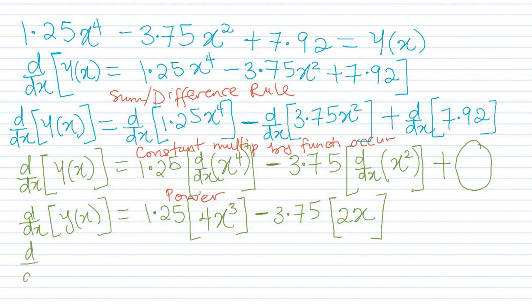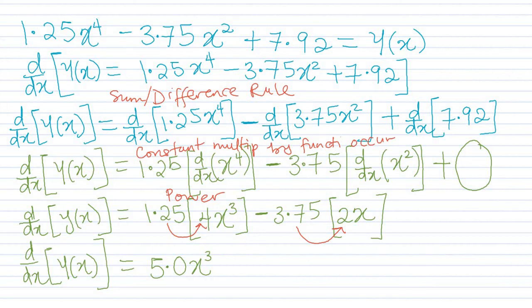And then d/dx of y(x). So 1.25x cubed and all of this. So the next thing is going to be 1.25 times 4. If you use your calculator, you get that to be 5.0 and then x cubed, because what we did basically is to multiply 1.25 times 4. We're going to do the same thing here, 3.75 times 2. That's how you do the math.